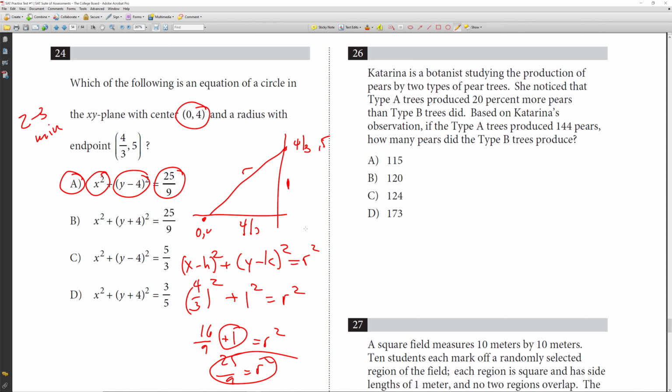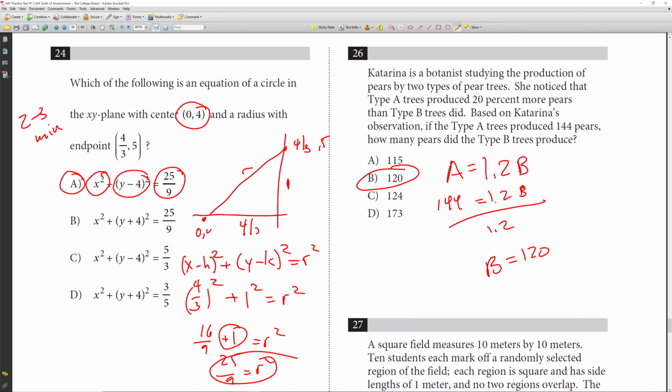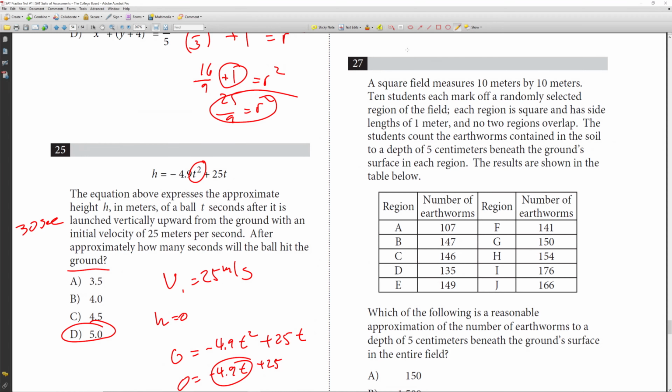What we need to do is set up the ratio. A is equal to 1.2b. A is 144, so 144 is equal to 1.2b. Divide by 1.2. Onto the calculator. 144 divided by 1.2. B is equal to 120. Answer is B. So in reality, this is a 20-second problem. Just like that.